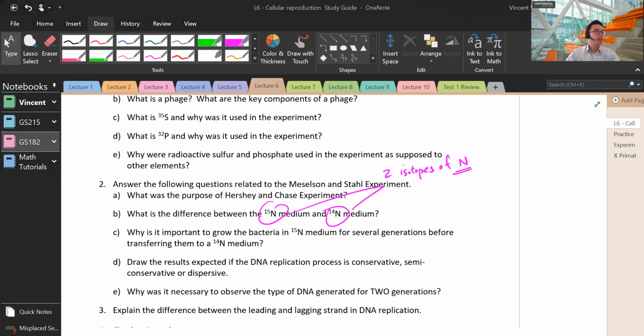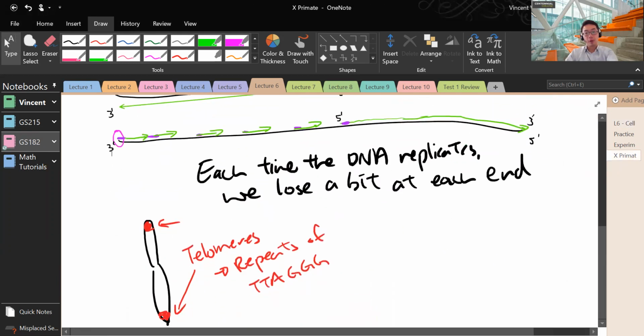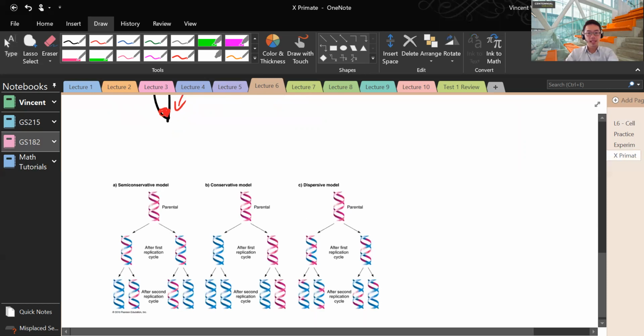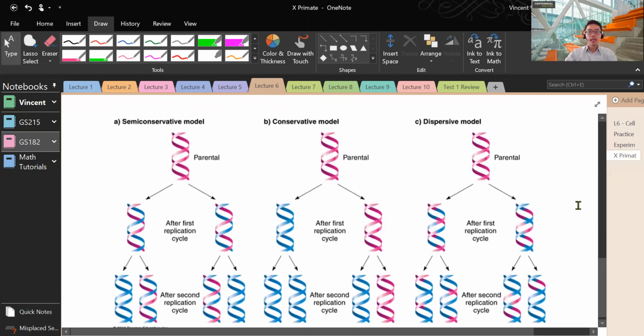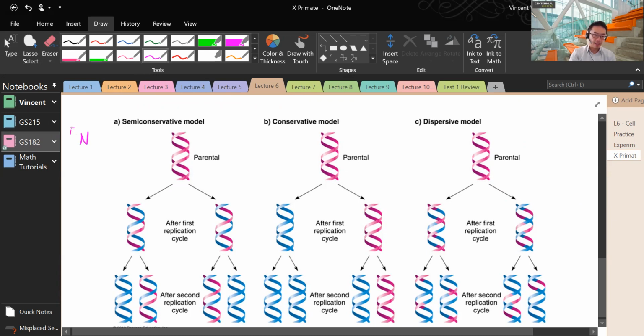Let me, instead of drawing it, because every time I draw it, it looks very messy, I'm just going to copy it from the PowerPoint, and then I'm going to explain it. Okay. So it's less messy. So here, the pink is the original DNA. These are the N15, the heavy stuff.